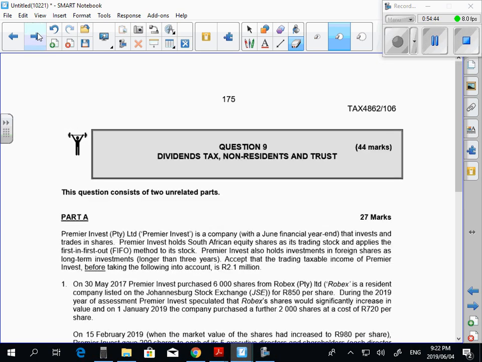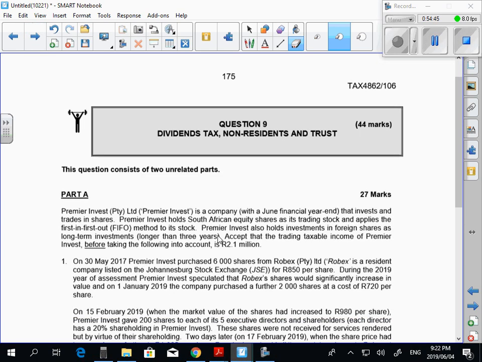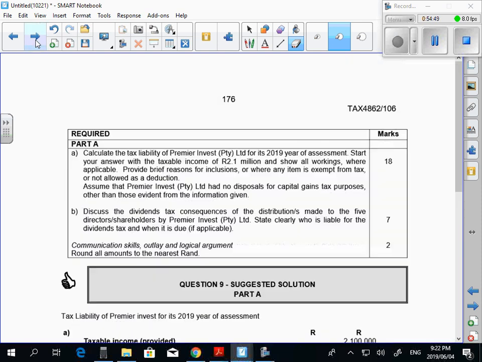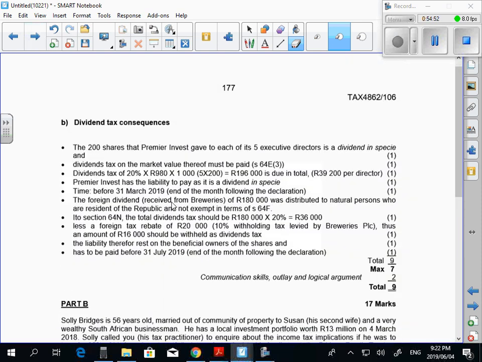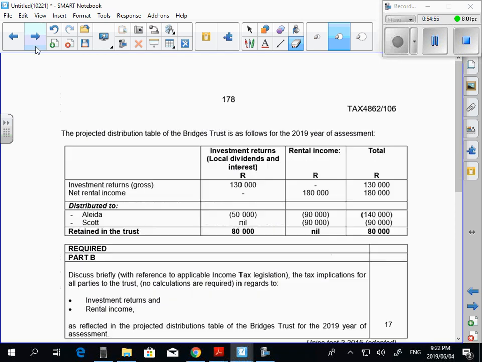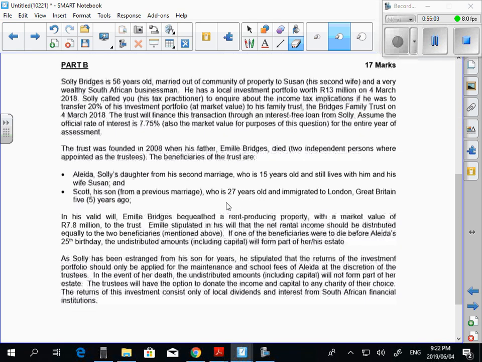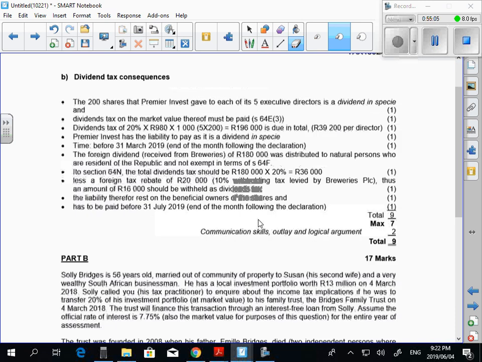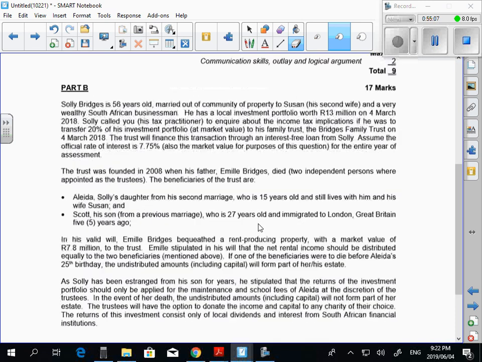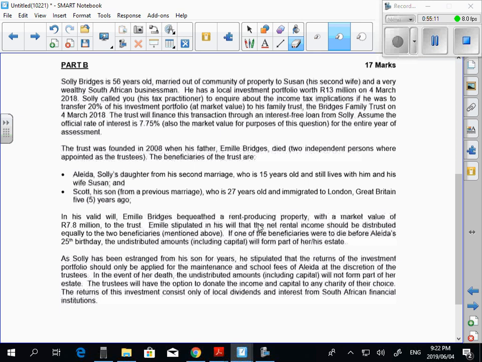Can I ask you to go forward to this question, question 9. And I want to go forward to Solid Bridges, page 177, part B. Can I ask you to just read through this? So this is a discussion question on trusts. I want you to read it first, and then we're going to go through and have a practical discussion on how to answer a trust discussion question.